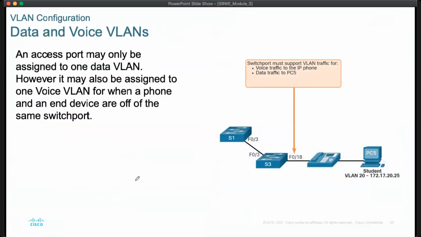Data and voice VLAN. An access port may only be assigned to one data VLAN. However, it may also be assigned to one voice VLAN for when a phone and a device are off the same switch port. The switch port must support VLAN traffic for voice traffic and also data traffic.